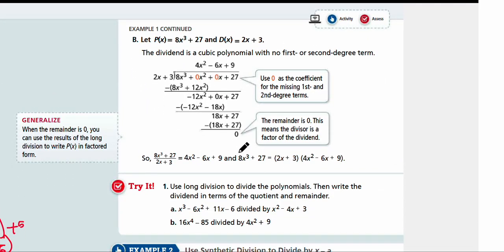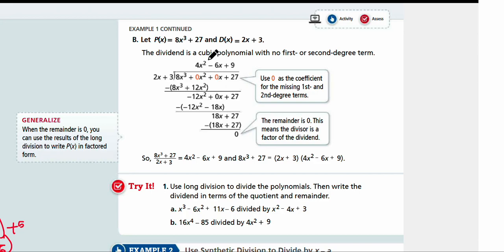Let's look at another example, part B. What if you have something like this, 8x cubed plus 27 divided by 2x plus 3. And now you'll see that you don't have all the terms. You have the biggest term, x cubed, and you don't even have an x squared or x term, right? That means your coefficient is 0, and you need to fill that in because you need all the terms when you're doing long division. Okay, so just plug it in with the coefficient 0, and you do the same thing.